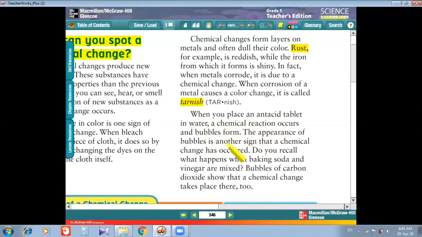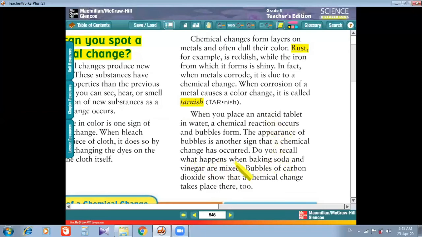The appearance of bubbles is another sign that a chemical change has occurred. When you put something in water or in some acid and bubbles are evolved, we say that this is a chemical reaction. Like when we put an antacid tablet in water, so many bubbles come out. That's a sign of a chemical reaction.